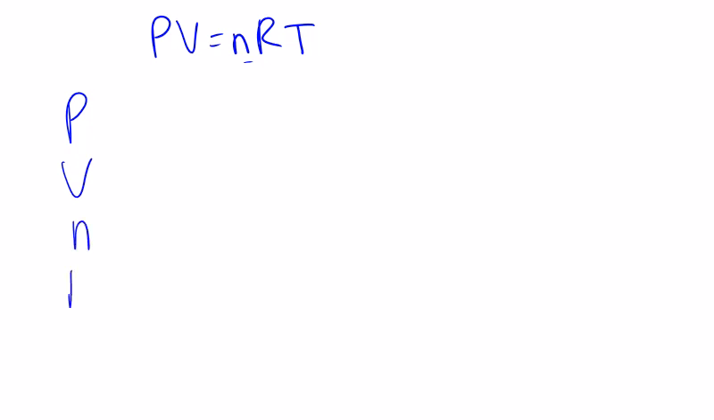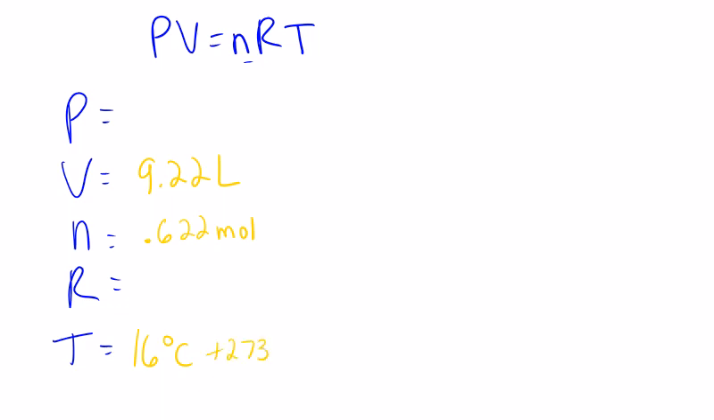So we know that since there are 5 variables here, we are going to have to know 4 numbers. So 4 of them are going to be given to us. It says what pressure is exerted by 0.622 moles, so we know that's n, 0.622 moles, of a gas contained in 9.22 liters, so we know that our volume is our liters there, at a temperature of 16 degrees Celsius. So we notice that that's in Celsius. You're going to have to make sure you change that to Kelvin by adding 273. So our real number would be 289 Kelvin.